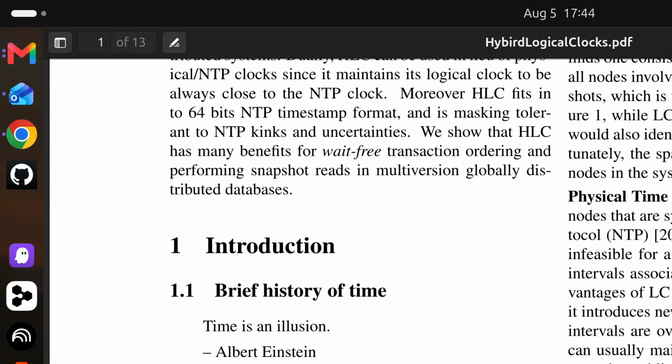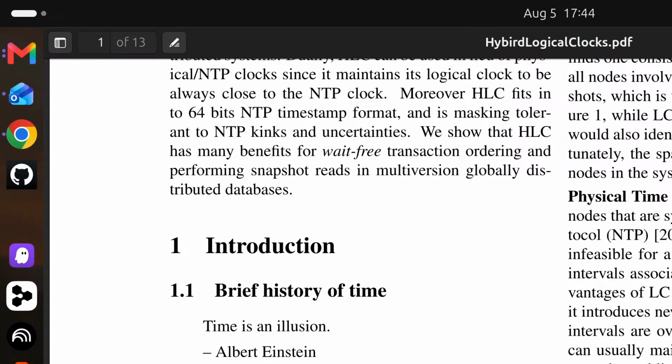Now we discuss the physical time value. PT leverages physical clocks at nodes that are synchronized using a network time protocol. Since perfect clock synchronization is infeasible for a distributed system, there are uncertainty intervals associated with physical time. While physical time avoids the disadvantage of LC by using physical time for timestamping, it introduces new disadvantages also.